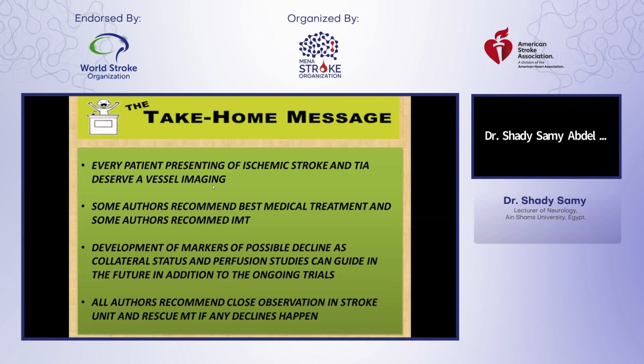The take-home message is that every patient presenting with ischemic stroke or even a TIA deserves vessel imaging. Some authors recommend best medical treatment. Some authors recommend immediate mechanical thrombectomy in those patients with very low NIH and harboring a major vessel occlusion, what's called too good to be treated. The development of markers of possible decline, such as the collateral status and the perfusion study, can guide in the future, in addition to the results of the two ongoing trials I've been talking about.